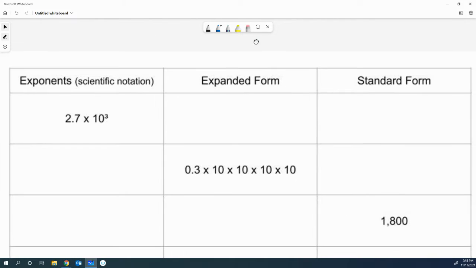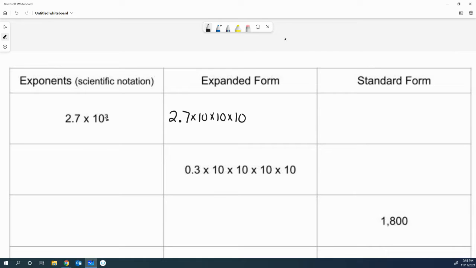So let's take a look at this very first one. We have 2 and 7 tenths times 10 to the third power. For expanded form, it's really easy and simple, just like the way we used to do it. We're going to say 2 and 7 tenths times 10 times 10 times 10. Remember, 10 to the third power just means we're multiplying by 10 three times. So we've got 2 and 7 tenths times 10 times 10 times 10. We've got 3 tens there.